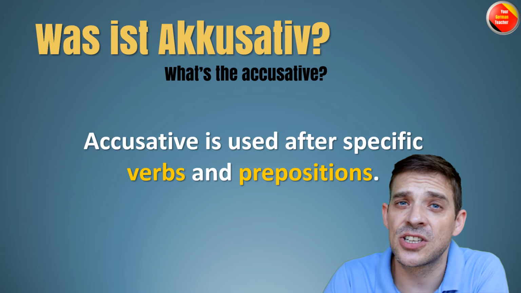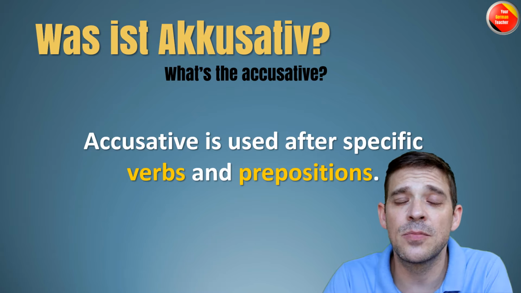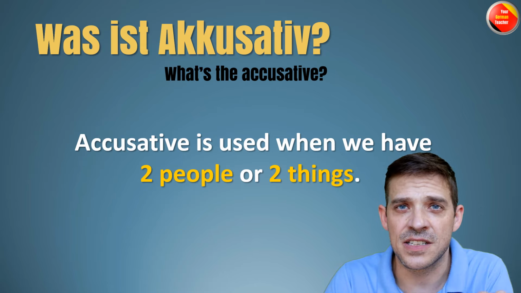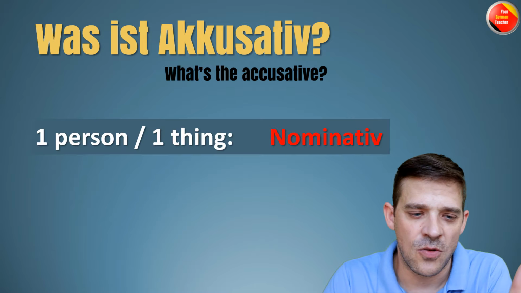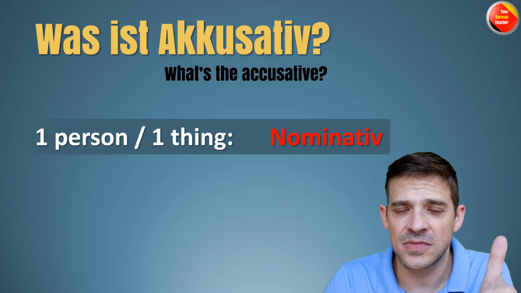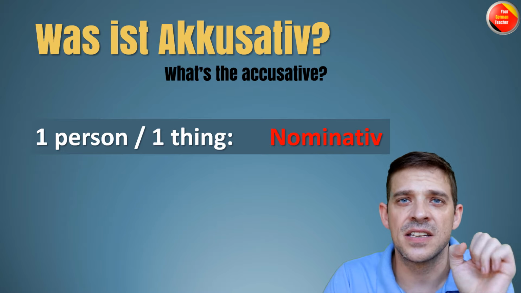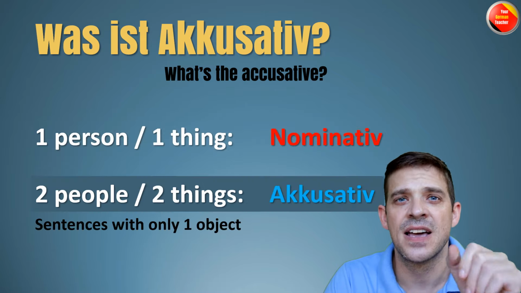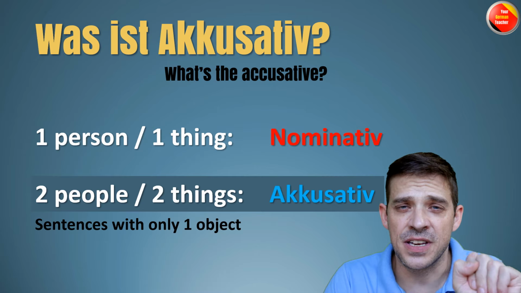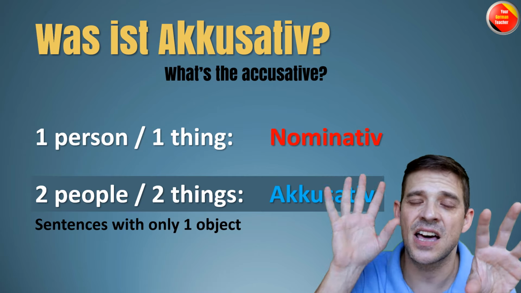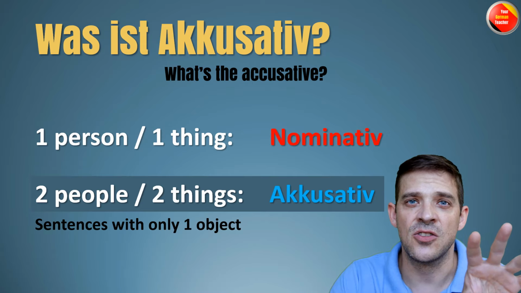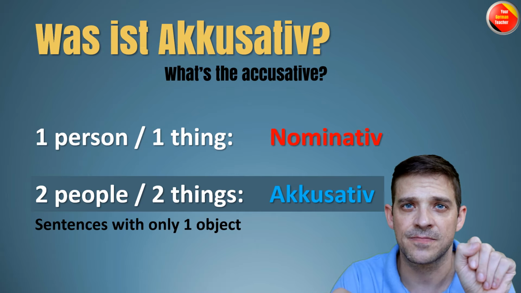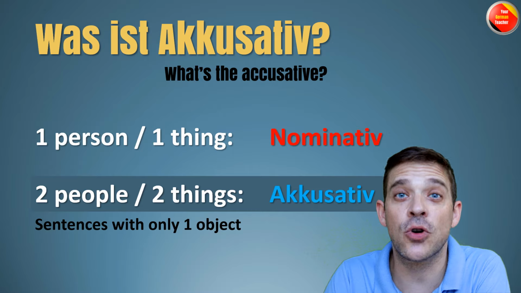There is another definition which I think makes everything a little bit more clear. Accusative is used when we have two people or two things. Meaning, when we have just one person or one thing and no object, then this thing is in nominative. Every sentence has a subject. Subject is always in nominative. When we have two people or two things, then we have a subject and an object, right? The subject is in nominative and the object, if there's only one object in the sentence, is in accusative. Let me show you this with some pictures to make it more clear.